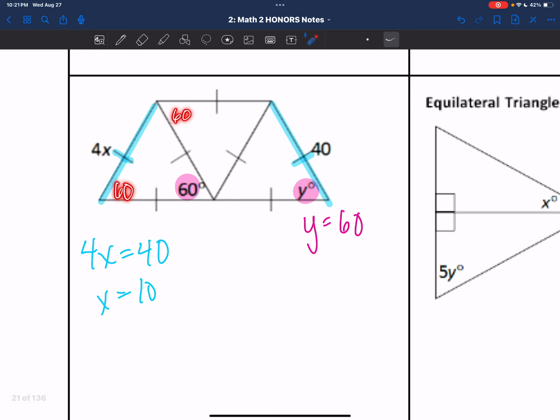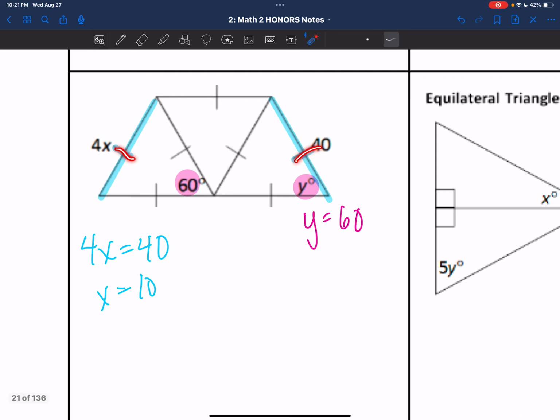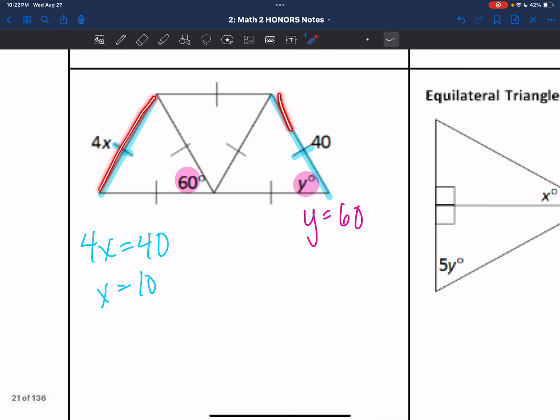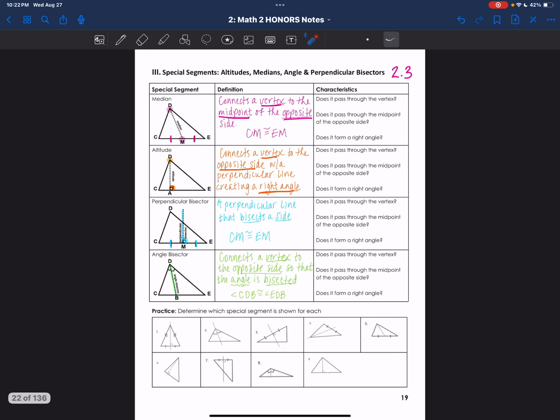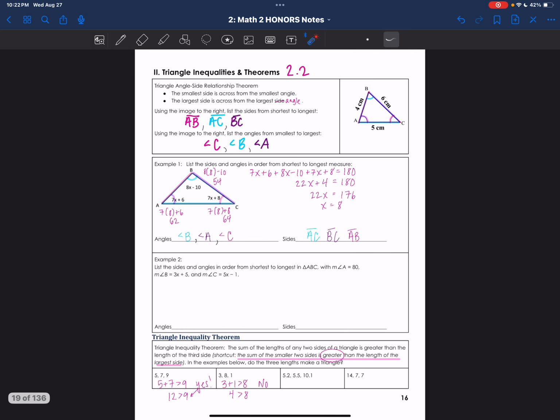If you wanted to, you could go ahead and write all that down. You don't have to. But I do know, since it's equilateral, that's going to be 60. Now, again, since it's equilateral, all the sides are the same. So I know this side is congruent to this side, so you just set it equal to 4x plus 40, and x equals 10. So go ahead and finish the others on the page, and then that is your triangle inequalities and theorems.